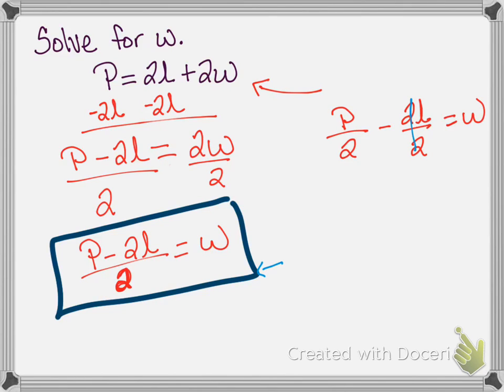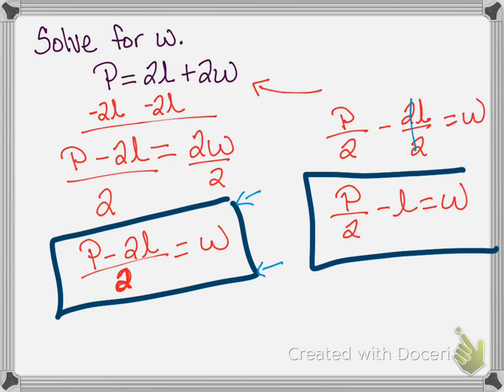So that's why I tell students to stop here. You don't have to stop here. You can go to this next step. So either one of these answers is correct. So P over 2 minus L equals W. That is a 100% acceptable answer also. Either one.